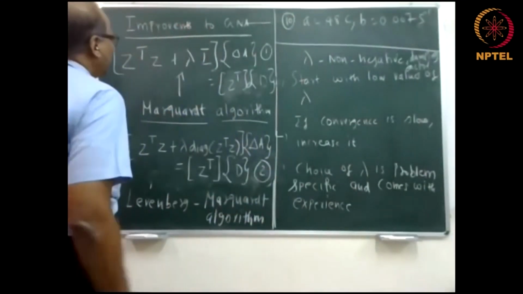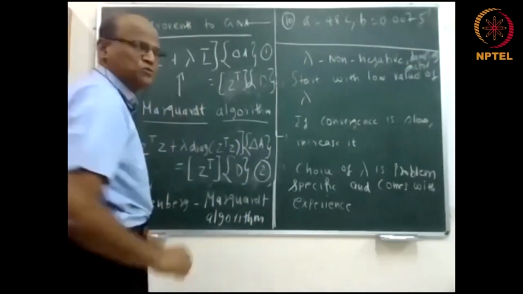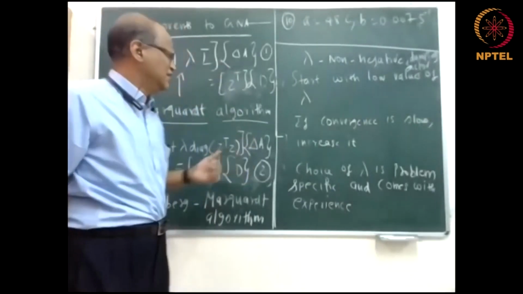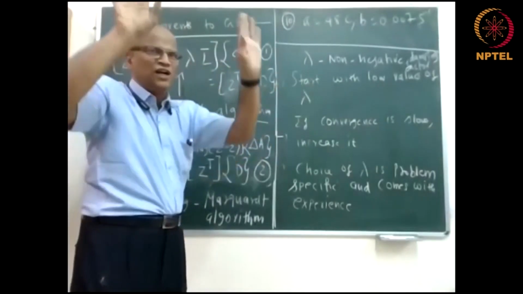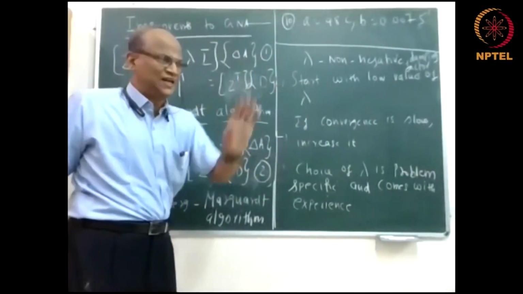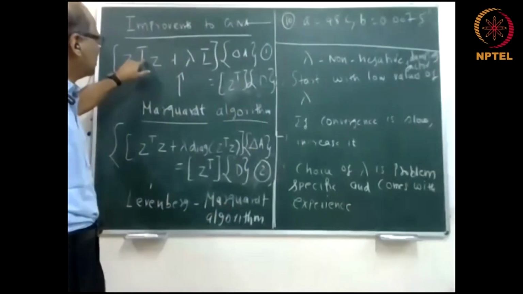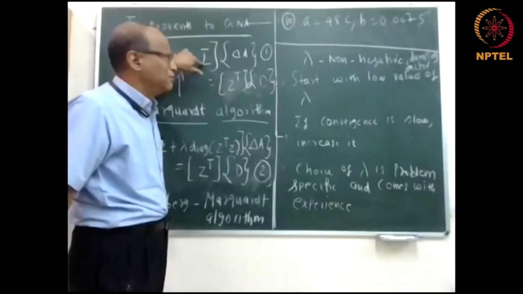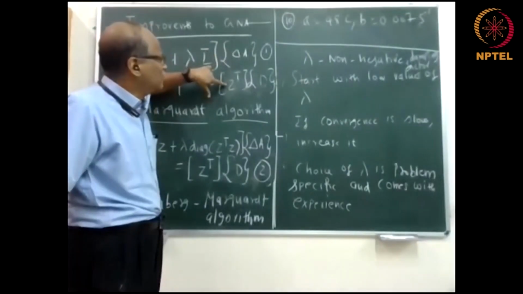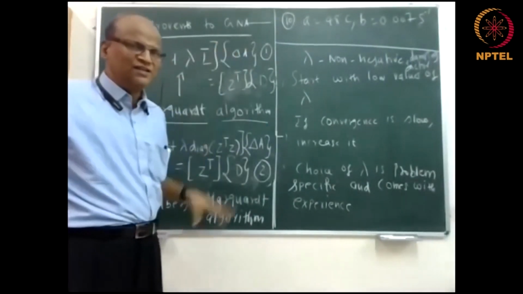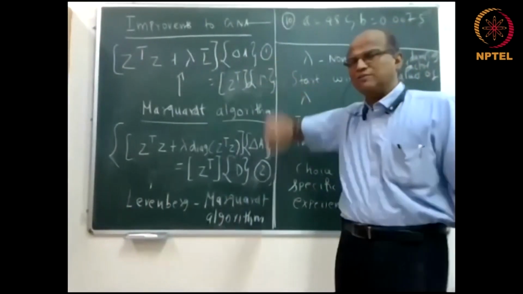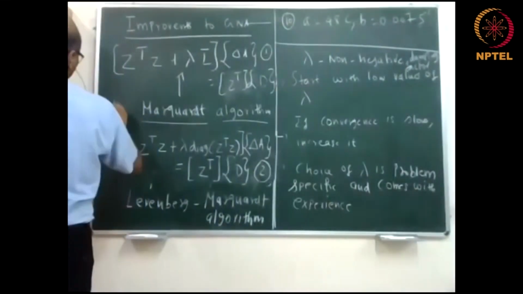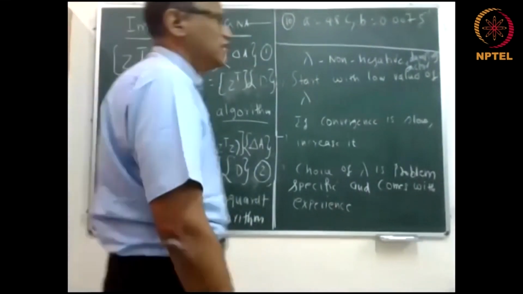Okay. Now the improvements to the GNA are like that. They are all proposed by mathematicians and engineers. Marquardt proposed that sometimes because of these violent fluctuations, you have to condition your Z transpose T Z. So he said that Z transpose T Z plus lambda times I, where I is the identity matrix, operating on del A will be equal to Z transpose T operating on D. This is called the Marquardt algorithm. Please write down, this is the Marquardt algorithm. It's also called the MA.